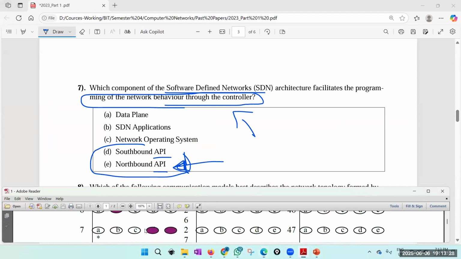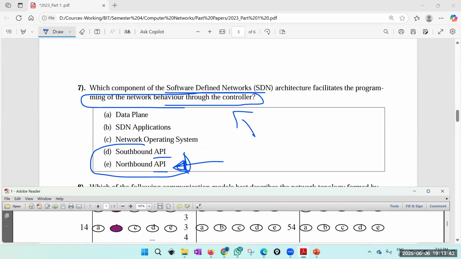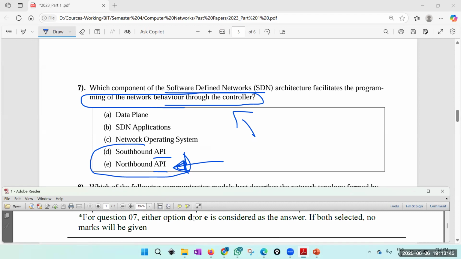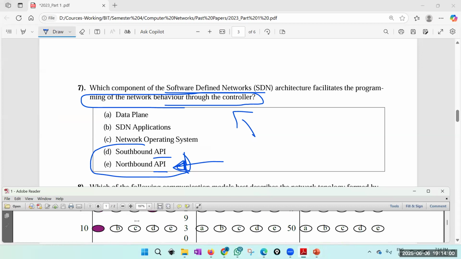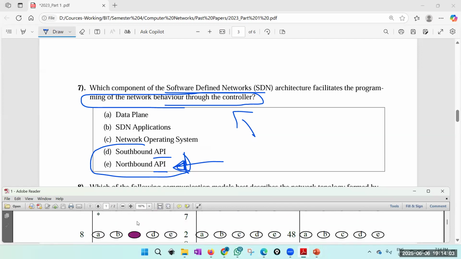Seventh one. The examiner has taken both D and E as answers. Because only one answer is correct, if you mark D, you get full marks, and if you mark E, you also get full marks. But if both are selected, no marks are given because the exam question says only one correct answer. That is fair because southbound also has a bit of software, but it's better to go for northbound.